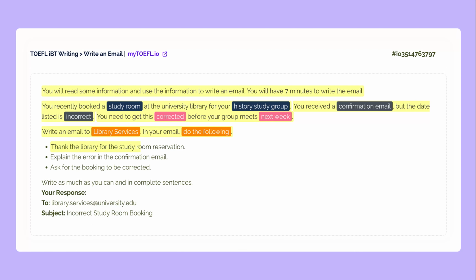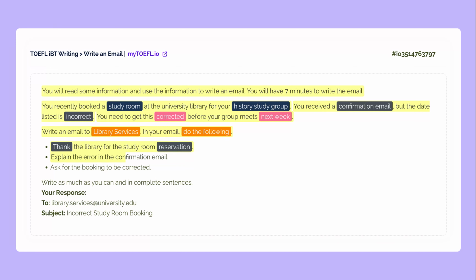Thank the library for the study room reservation. The first requirement is to thank the staff. Starting with gratitude establishes a positive tone. Mentioning the reservation clearly connects your opening to the context. From a scoring perspective, this shows you can handle social etiquette in a professional setting.